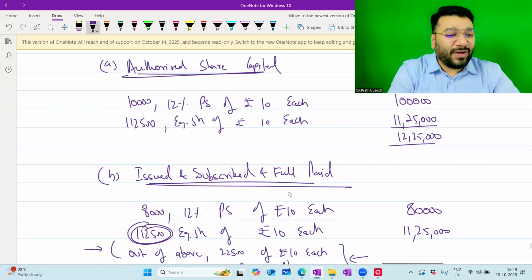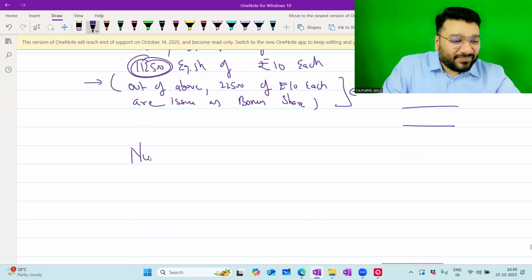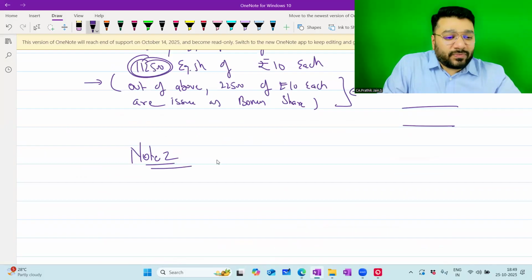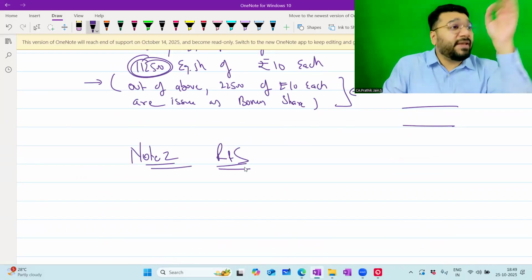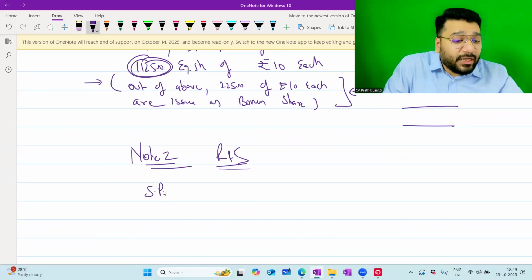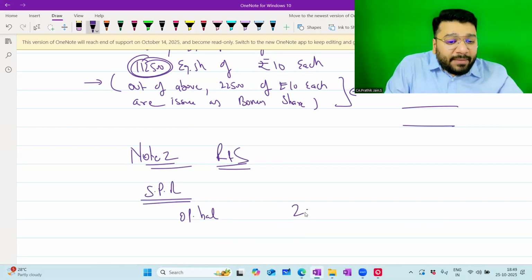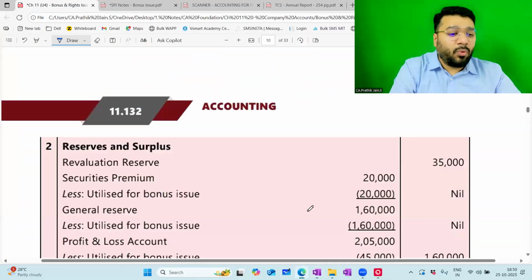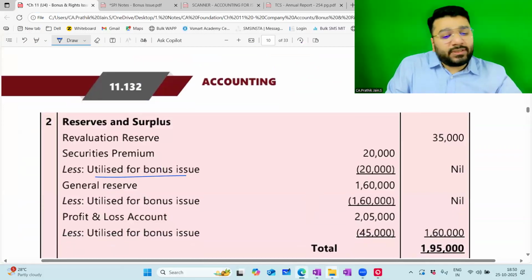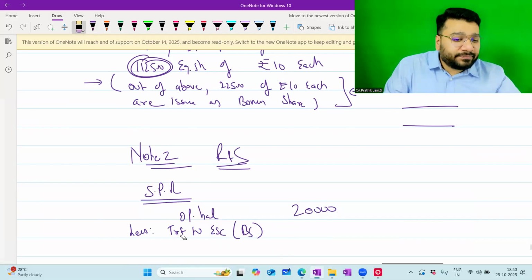Now next is what? Note 1 over, Note 2. Reserves and surplus. How do you present? Very important. First is securities premium reserve. In that, the opening balance, how much? Opening balance was 20,000. Less: transfer to equity share capital in brackets, bonus shares. What is the language they have used? Utilized for bonus issue. Same thing you can do. Will not deviate.